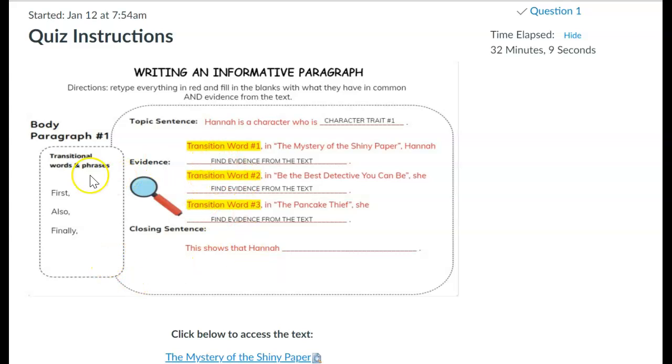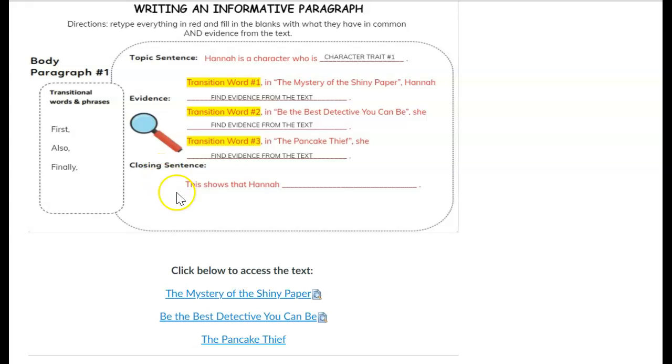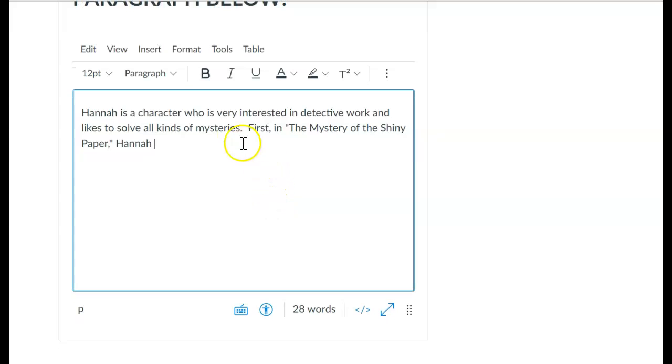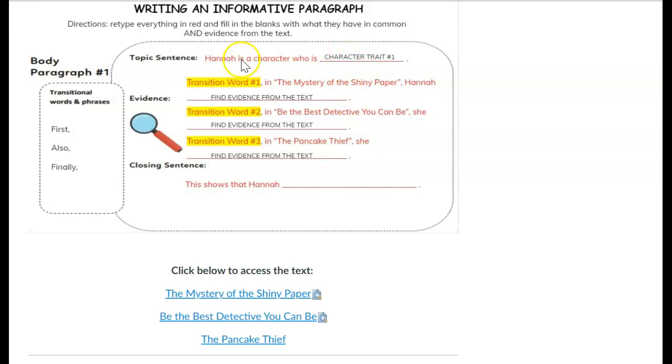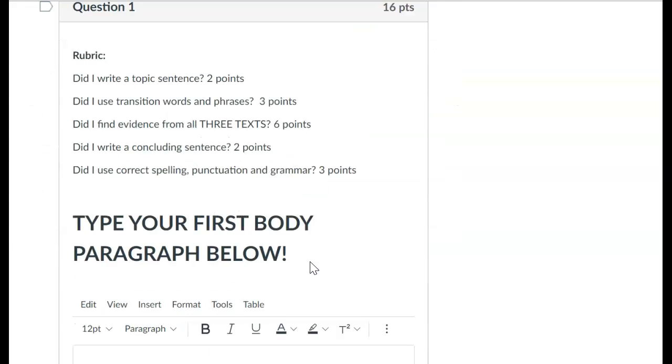So your transition words are right here. First, also, finally. You'll begin writing this paragraph and then you end it with your closing sentence. This shows that Hannah, and you refer back to that first character trait. So this shows that Hannah is very interested in detective work and likes to solve all kinds of mysteries. So it ties it back. It concludes that sentence and it goes back to that first topic sentence on this paragraph. All right. What questions do you have?